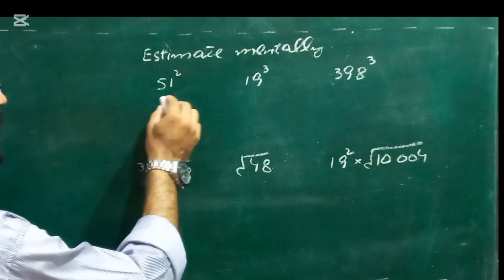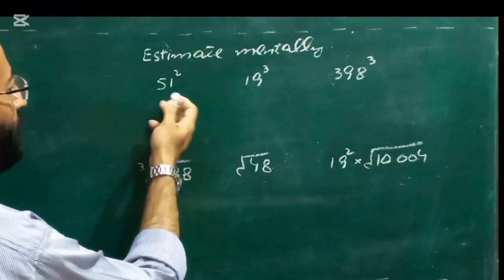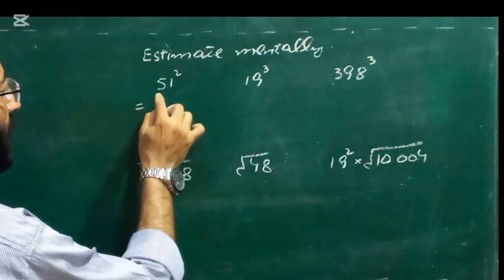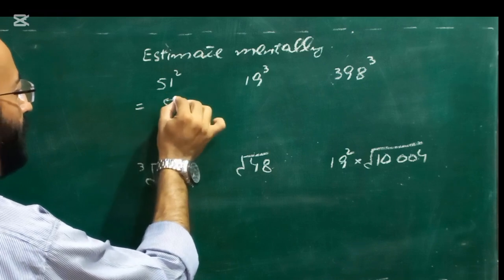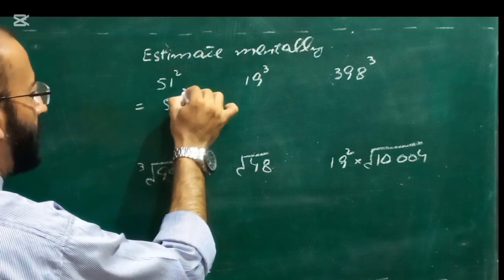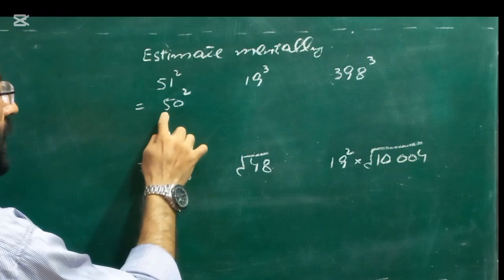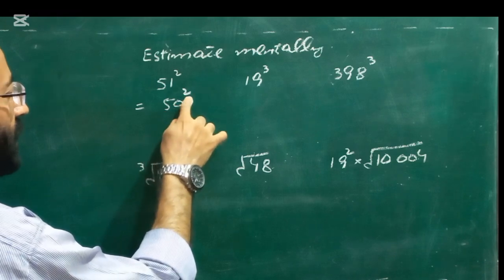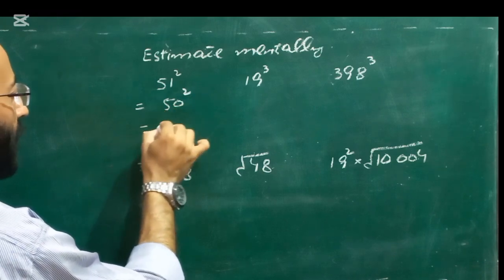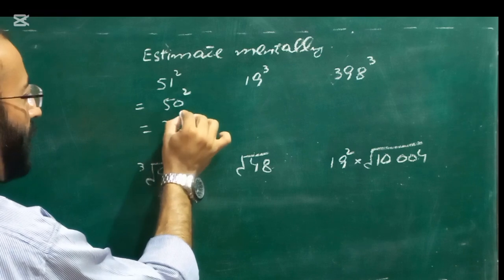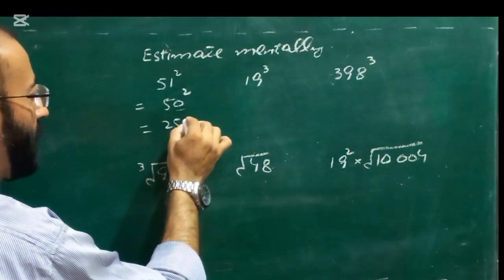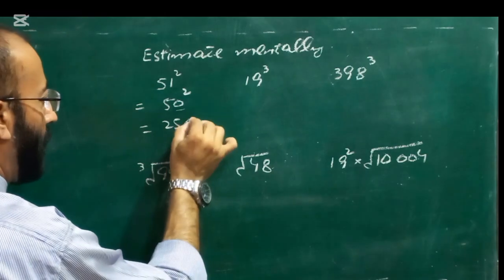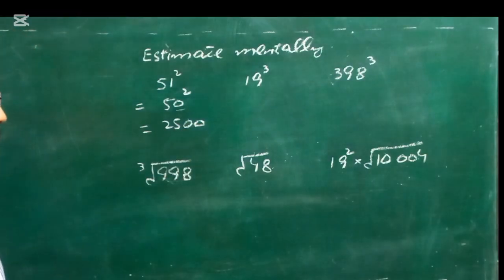For example, we are required to estimate mentally 51 square. So we will round off this number to nearest 10. So the number will be 50, and square is as it is. Now we will take the square of 5 because square is given. So 5 5's are 25, and this 0 will be doubled because of the square. So here is 1 zero, so now there will be 2 zeros. So this is the answer of this one.